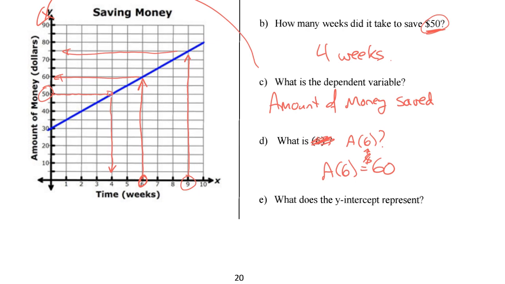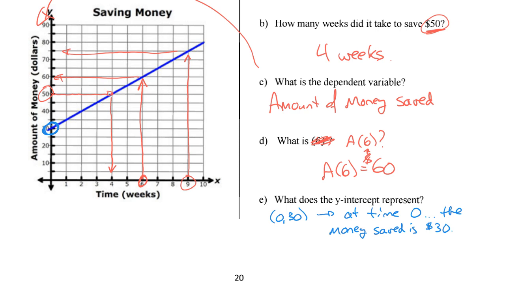And then finally here, the question is, what does the y-intercept represent? Okay, the y-intercept, first of all, let's identify what it is. The y-intercept is going to be the point on the graph where it crosses the y-axis. So that's the point 0, 30. And so let's just talk about what that says here. That says here at time 0, the money saved is $30.